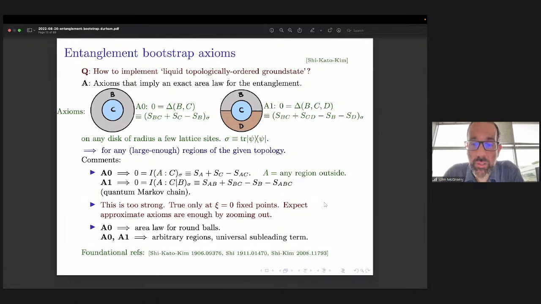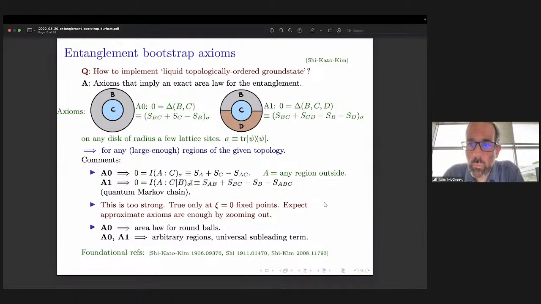And similarly, A1 implies that for any region A outside the disk, the conditional mutual information vanishes. So meaning the mutual information between A and C, where C is the interior of this ball, and A is any region outside, conditioned on B. Think of B as for buffer. That's a useful mnemonic. It's the buffer between the interior and the outside. That vanishes. So in particular, the state on ABC is what's called a quantum Markov chain. That's any state where strong subadditivity is saturated.